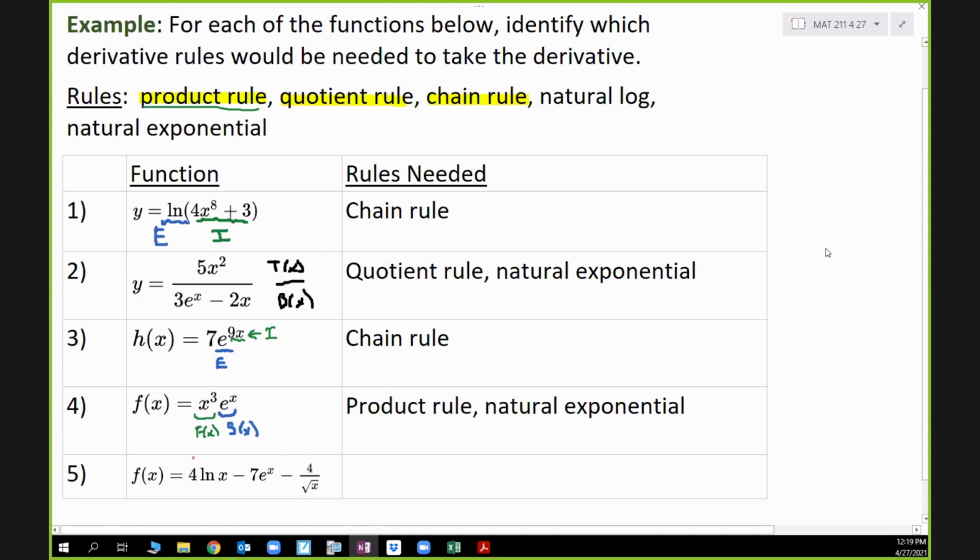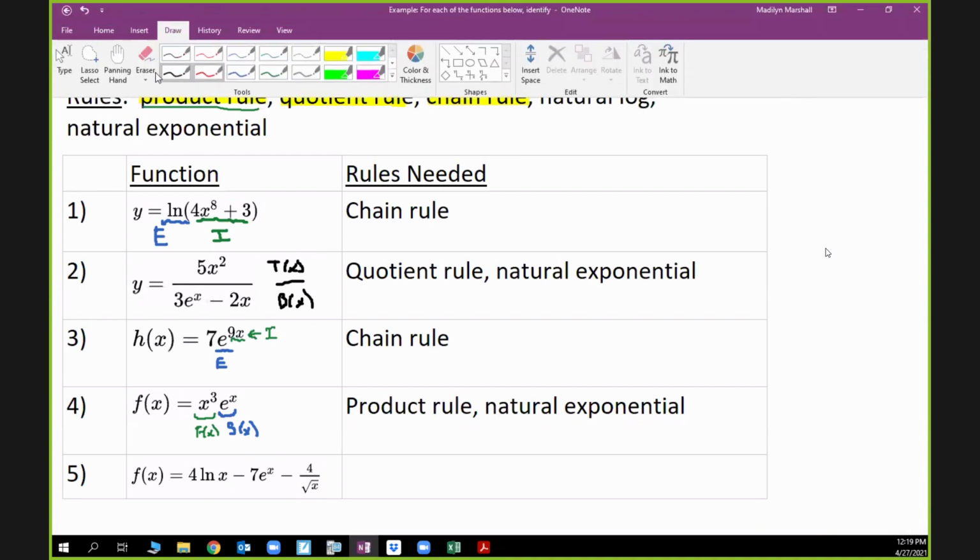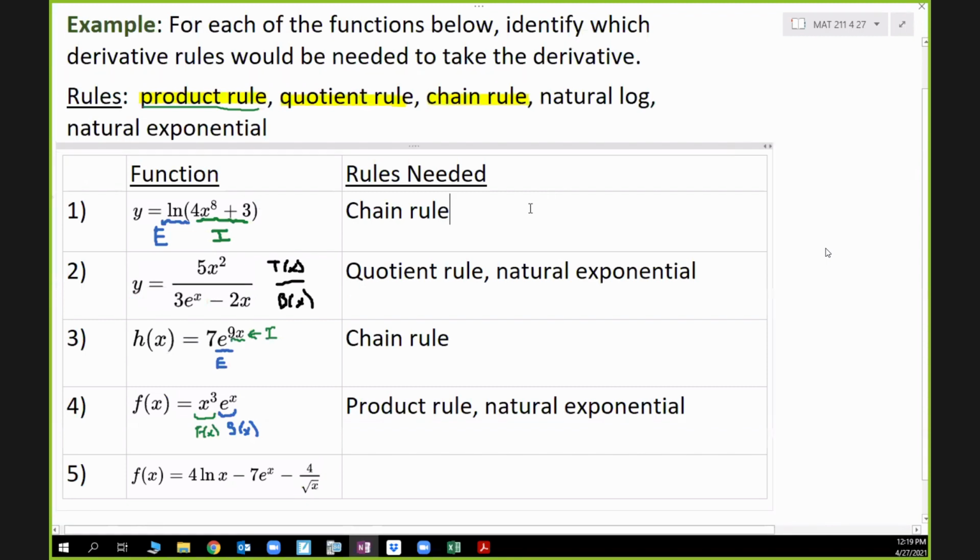This bottom one actually didn't need anything special. So actually I should have written, up here, number 1, we need the chain rule. We also need a natural log rule. Since there's a natural log, that's the hint. Down here, chain rule and natural exponential.